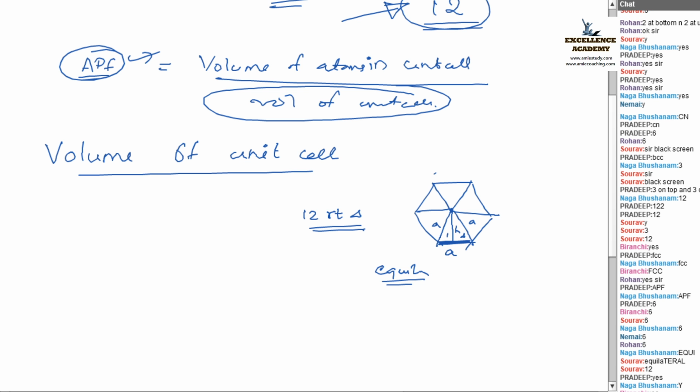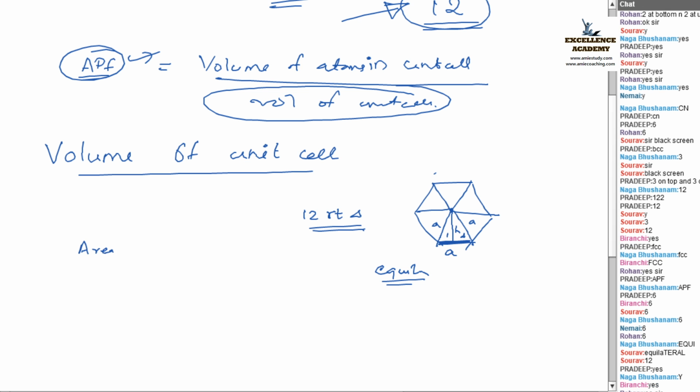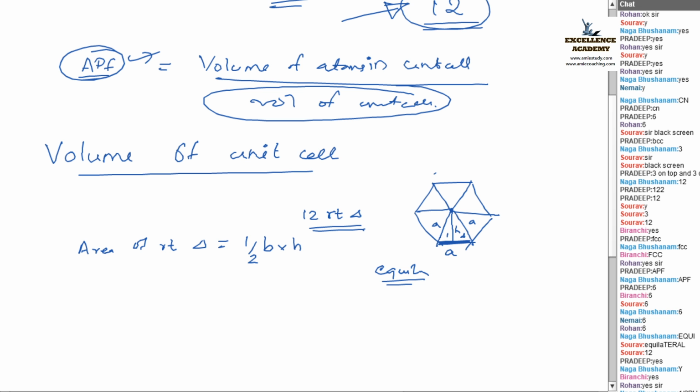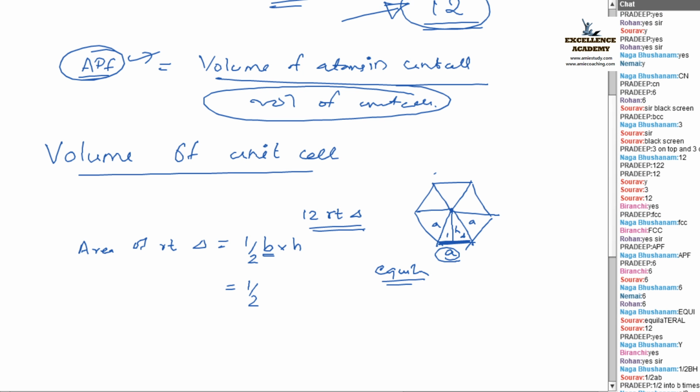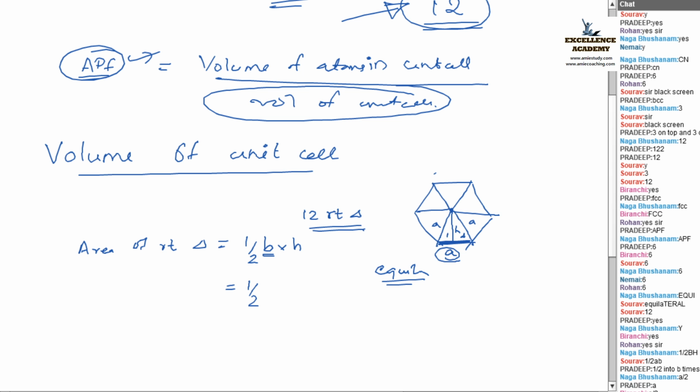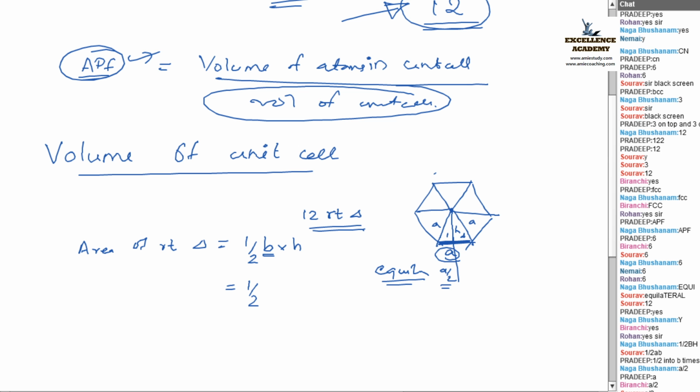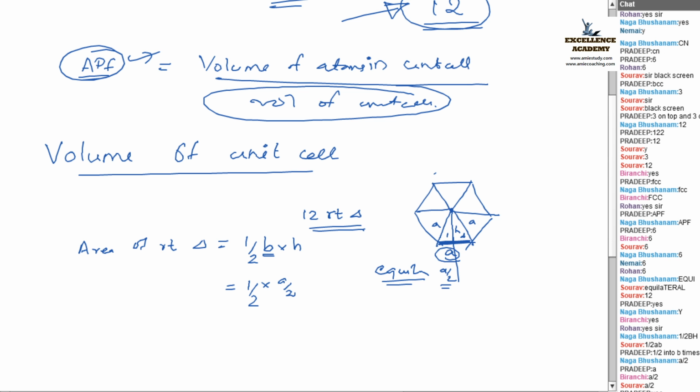Okay. What is the area of a right triangle? Half into base into altitude. Yes, that equation is known to us. Fine. That is half into, what is the base dimension here? It is not A. It is half of A, isn't it? A by 2. So the base dimension is A by 2. H we don't know, we simply write H.